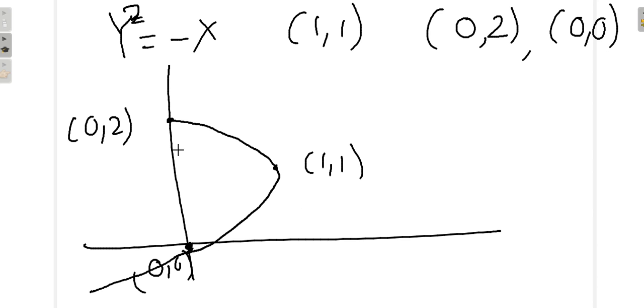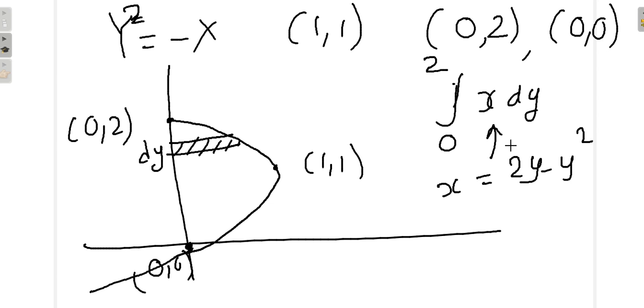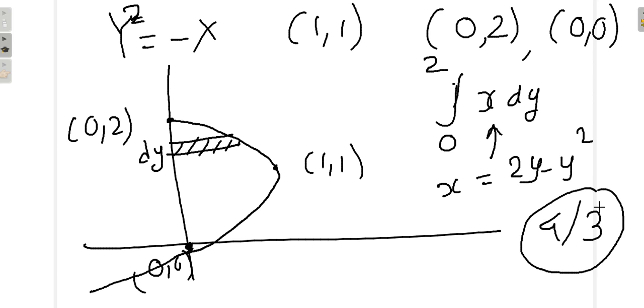Now you take a strip. Since the strip is horizontal, the width is dy. So you integrate x dy, and the limits of y will be from 0 to 2. All you have to do is substitute x as 2y minus y square over here. Integrate. You will get the answer, check your answer. The answer is 4/3.